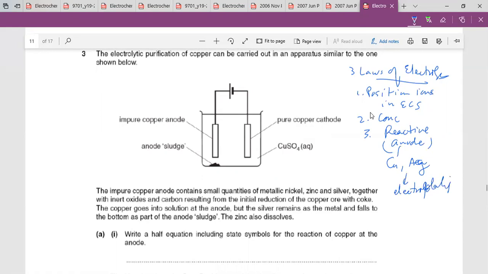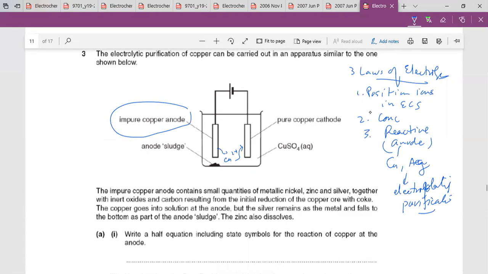Electroplating and purification of copper. Here there's this process called purification of copper. See, impure copper will dissolve, and the pure copper will be here. Remember in Form 5, copper comes out here as Cu2+, and the Cu2+ goes to here as pure copper.